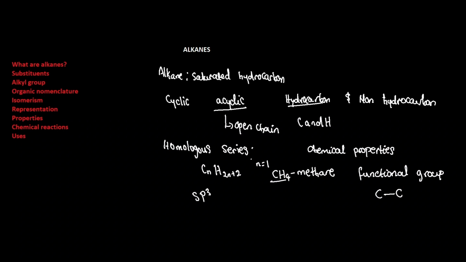This is the general idea of what alkanes are. Firstly, we stated that they are saturated hydrocarbons. They form a homologous series that has the general formula CnH2n+2. The hybridization is sp3, and for the functional group, there exists a single bond between the carbon atoms.